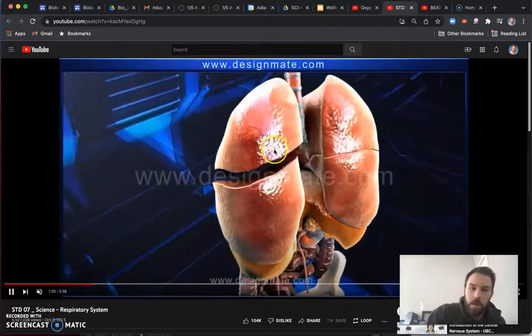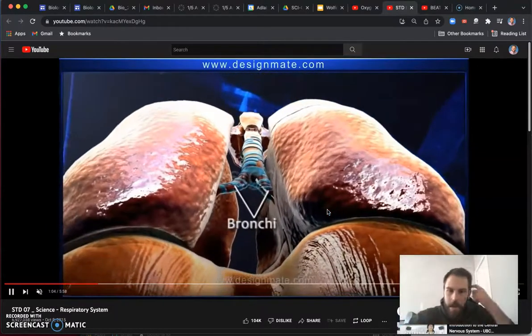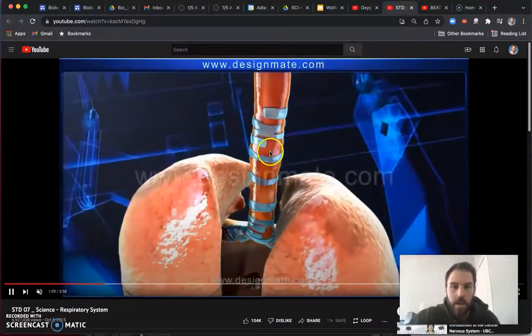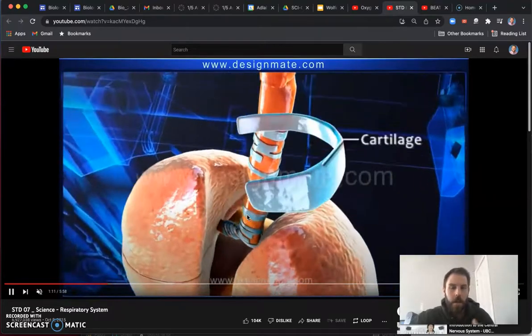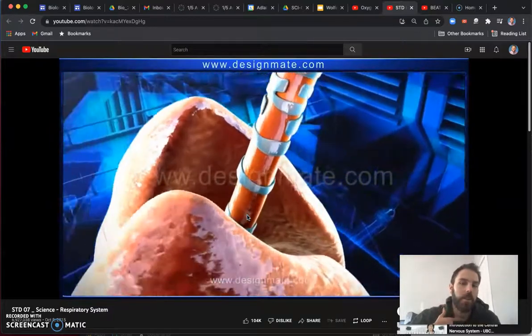Now the animation is getting a little bit more detailed. You have these two lungs, and they are separated into these different parts, but we don't need to worry about that. But this is the bronchi we talked about. And then the trachea. And the trachea has this cartilage on the outside that prevents it from collapsing. And you could actually feel it.